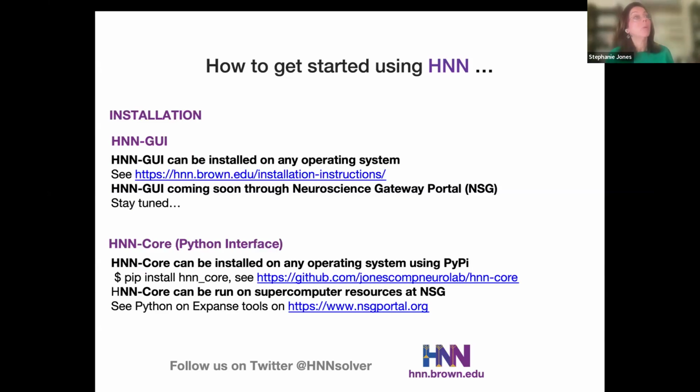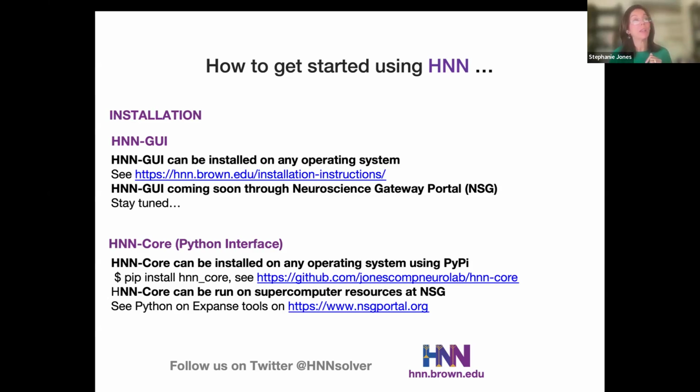So how do you get started? Well, you can install the GUI version of this code on any operating system. You can also run it through the Neuroscience Gateway portal. The Neuroscience Gateway portal is a supercomputing center at the San Diego Supercomputer Center, and they're providing resources for the neuroscience community to run computational neuroscience software. The GUI isn't working there yet, but the HNN Core version is. The GUI should be working very soon. We're creating a new graphical interface at this moment. There's a lot of challenges with sustaining the installation of the current GUI, and those challenges are hopefully going to go away with our new GUI, and so that will be on the portal.